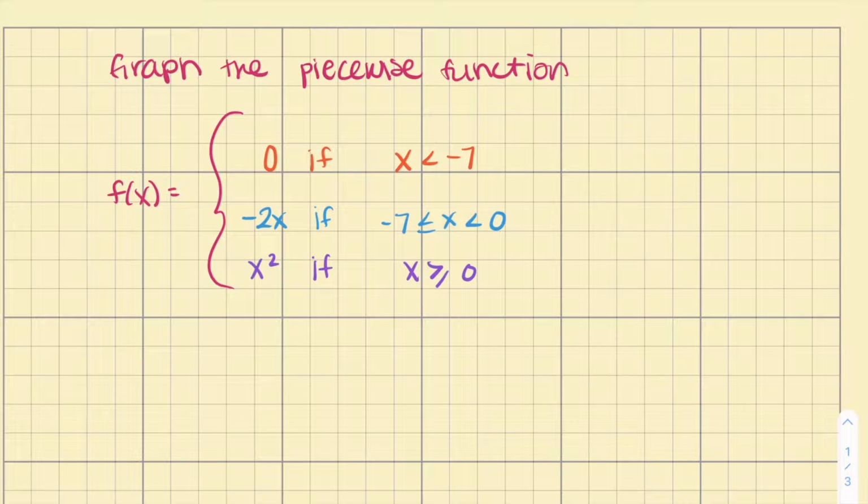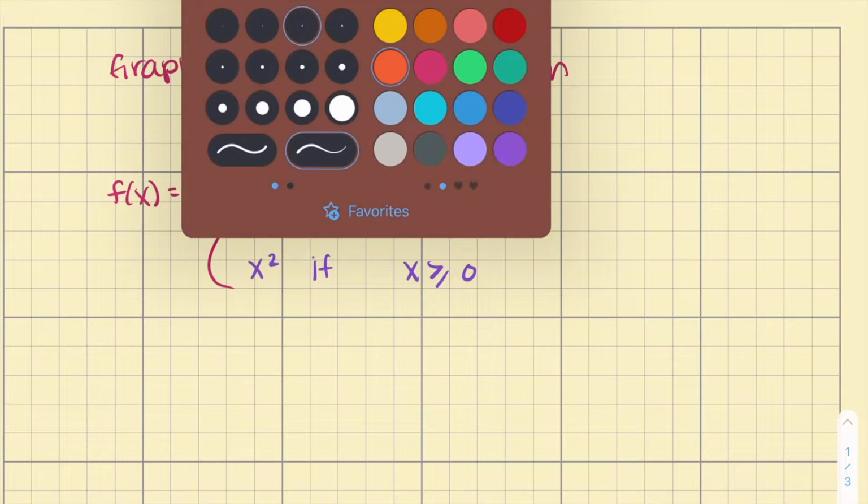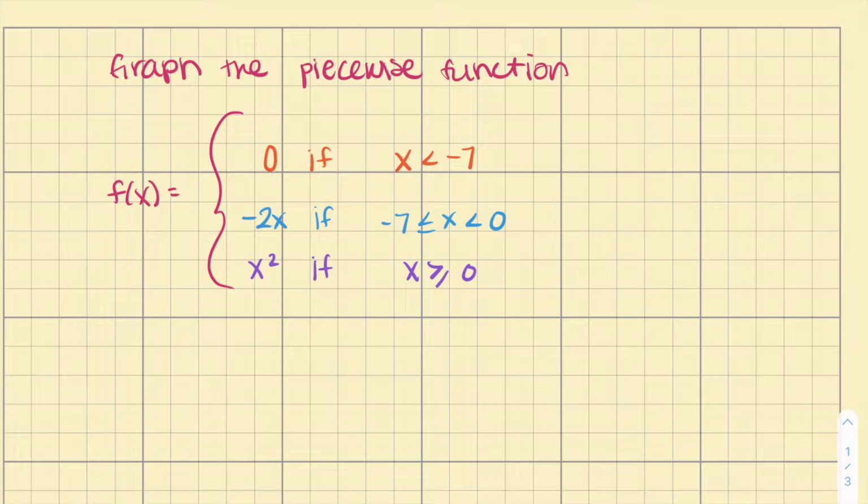Graph the piecewise function. So we have three parts in this piecewise function. In order to graph it, let's make some tables so we can see what the points look like. Everything less than -7 on the graph is going to be equal to 0. So we'll have a horizontal line at 0. f(x) = 0.